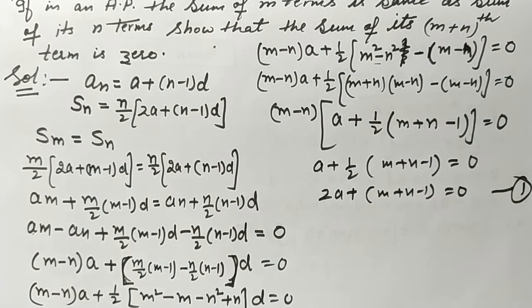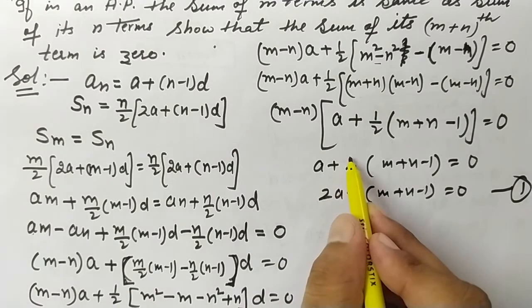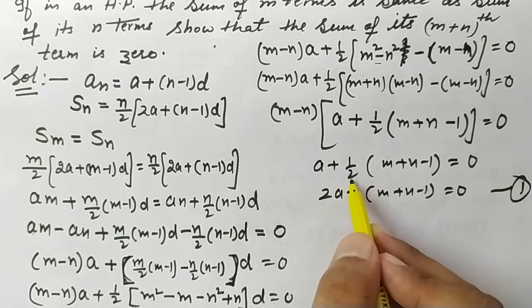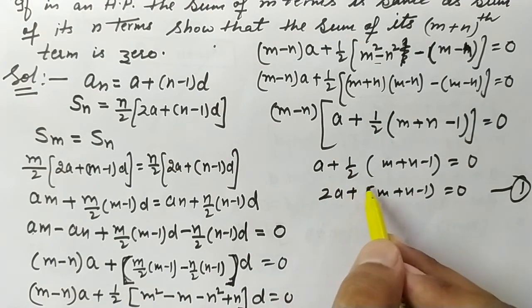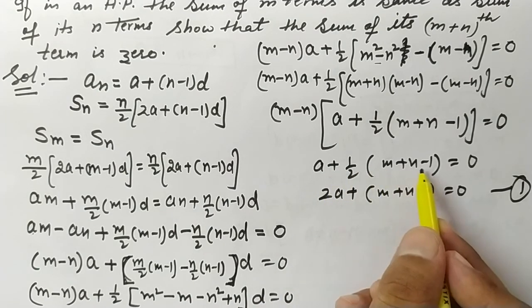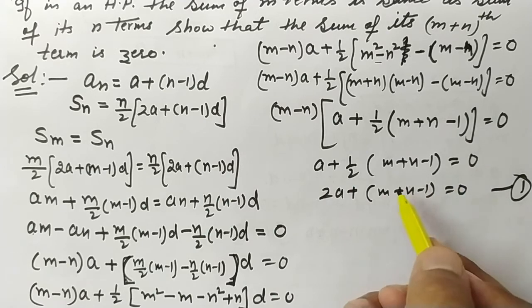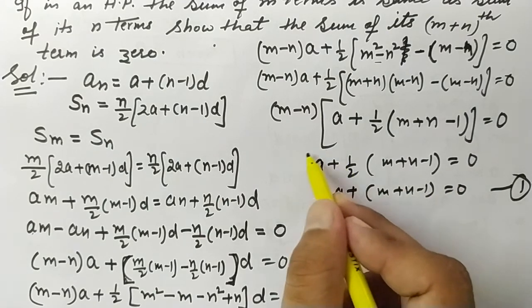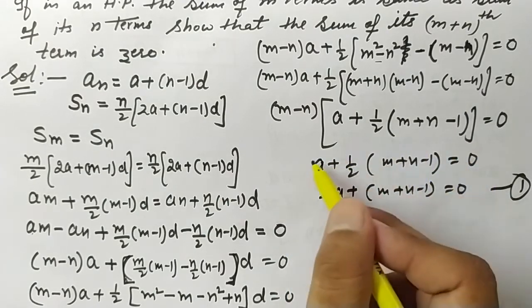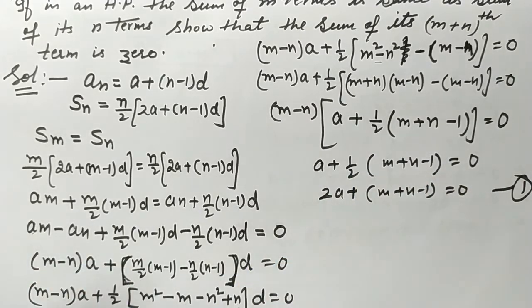Why have I multiplied with 2? Because I do not want this denominator. You can also take LCM 2, then it becomes 2a plus this, or that 2 will go to the right hand side and becomes 0. Or you can say multiply with 2 to the left hand side and right hand side. So now we have this equation.